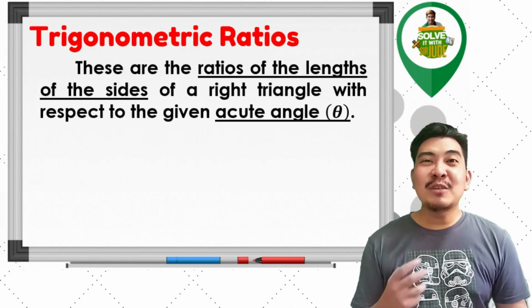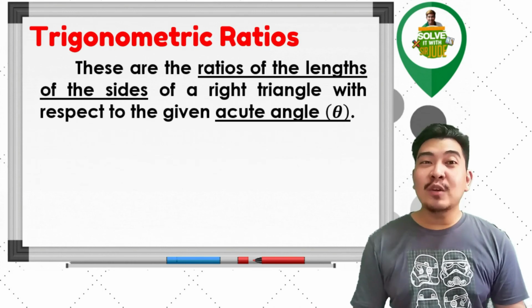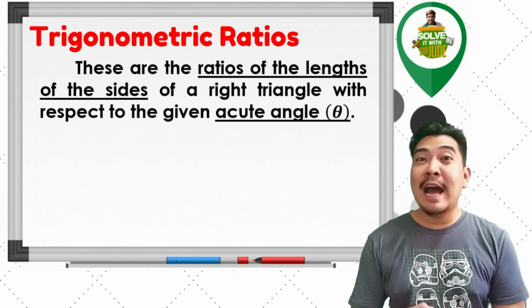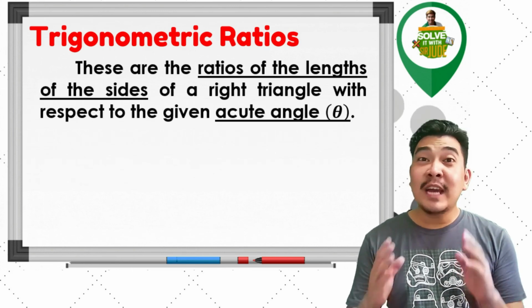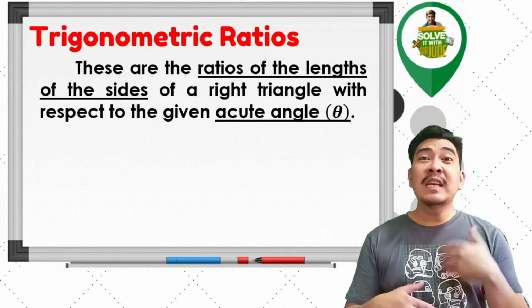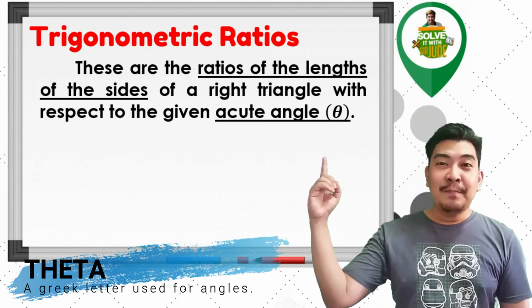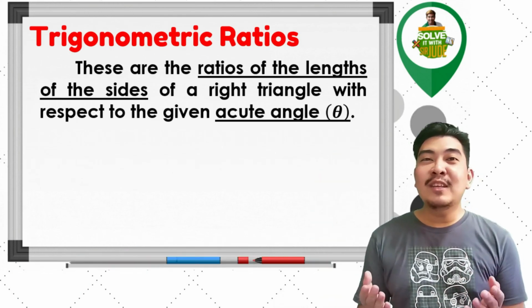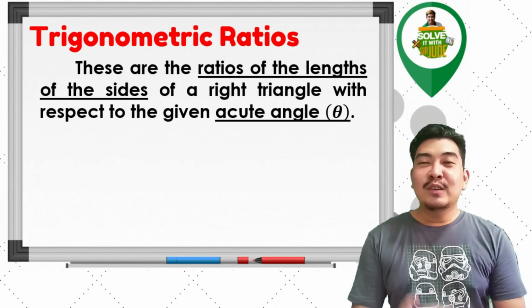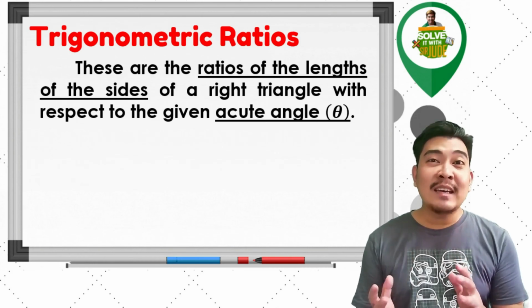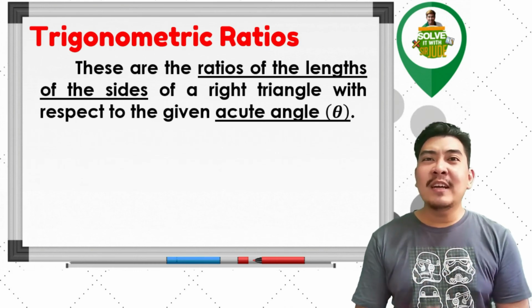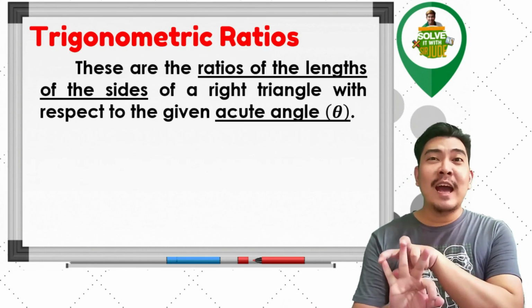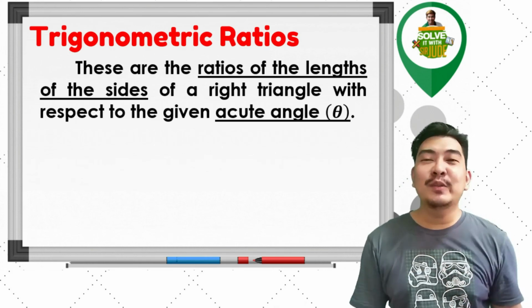When we talk about trigonometric ratios, these are the ratios of the lengths of the sides of a right triangle with respect to the given acute angle. The given acute angle can be represented by a capital letter, but it can also be denoted by theta. This is a Greek letter, theta. In math, we can use it in denoting angles. We are only focusing on the acute angle of a right triangle. Remember that a right triangle has 3 angles, one right angle and the other 2 are acute angles. So we will be dealing with the 2 acute angles.